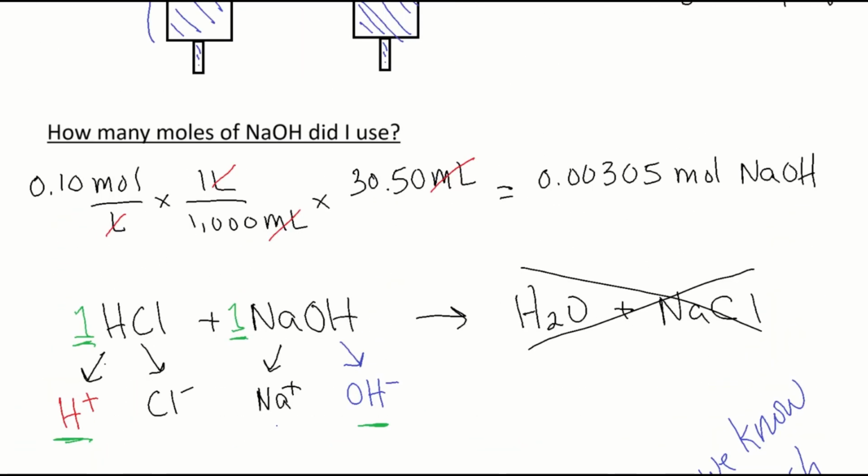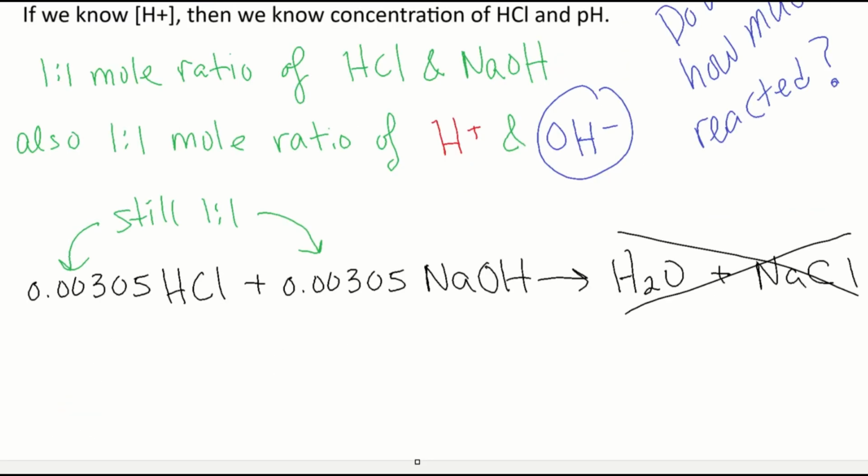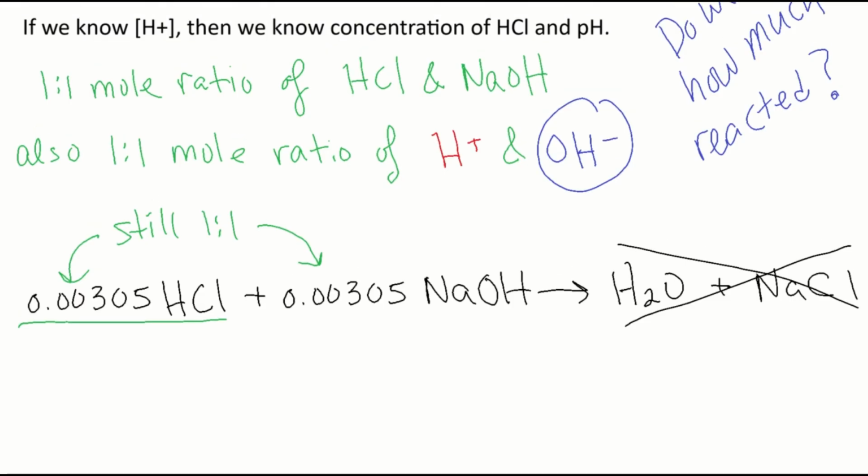And what do you know? We just calculated that. We added 0.00305 moles of sodium hydroxide to completely neutralize our acid. Therefore, we must have also had 0.00305 moles of hydrochloric acid in your unknown solution. Great! We have the moles of hydrochloric acid. Guess what else we have? We have the volume of hydrochloric acid. That was 50.00 milliliters, according to your lab.